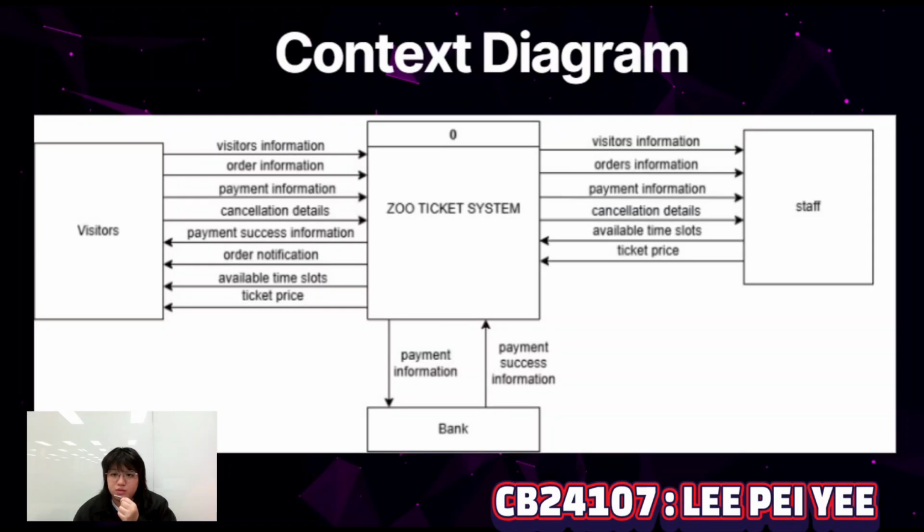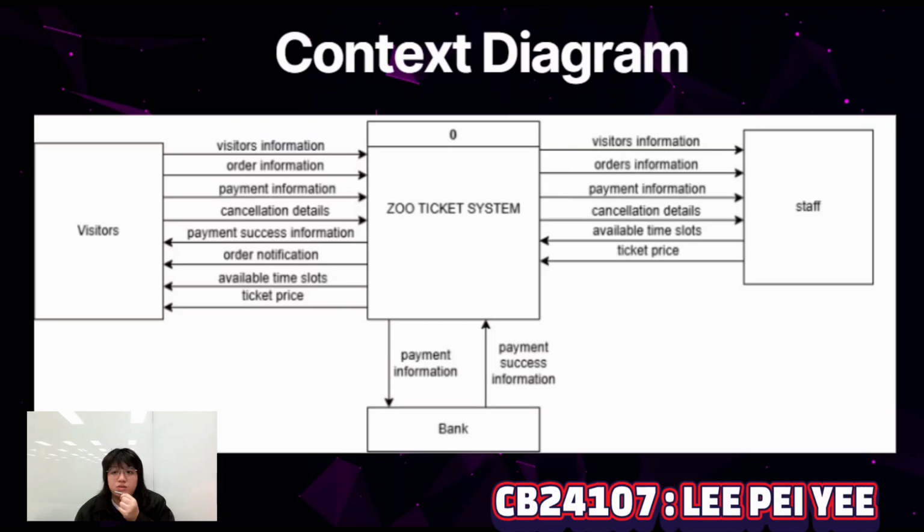Context diagram. Level 0 is the zoo ticket system. The zoo ticket system will get visitor information, order information, payment information, and cancellation details from the visitors and give the payment success information, order notification, available time slot, and ticket price to the visitors.